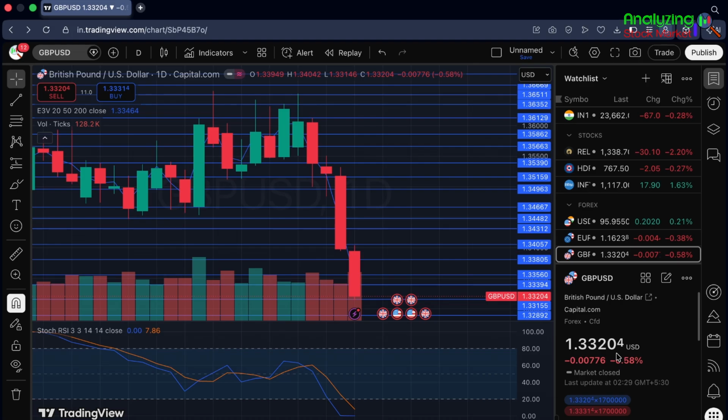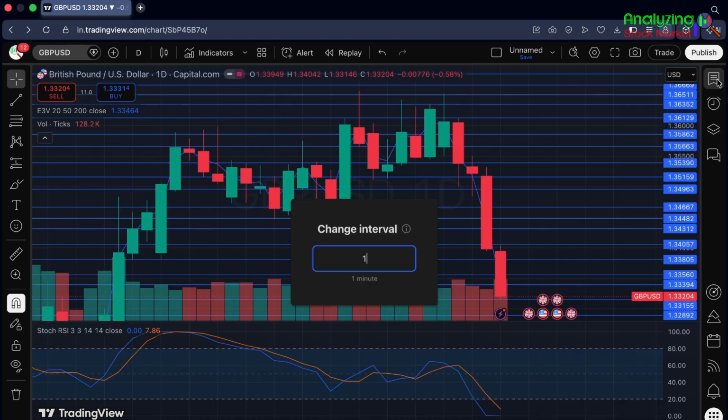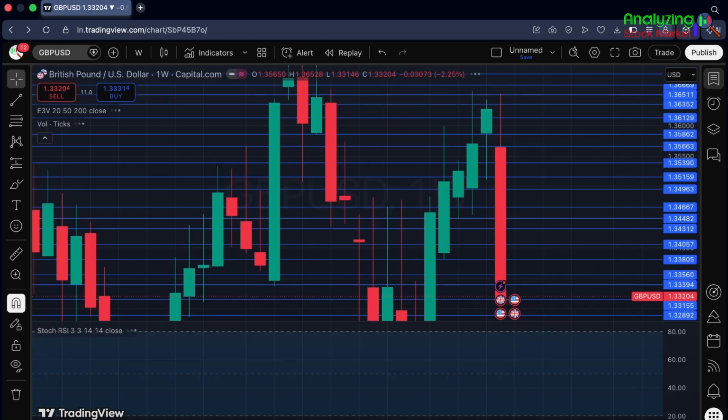Now I'll be talking about what is going to happen in the coming week. I'll also be marking some important support zones and resistance zones, which will help you to take better stop loss and target levels according to your bias for this week. So let's mark some support zones and resistance zones on the weekly. Let's talk about the weekly chart first. So let's open the weekly chart.